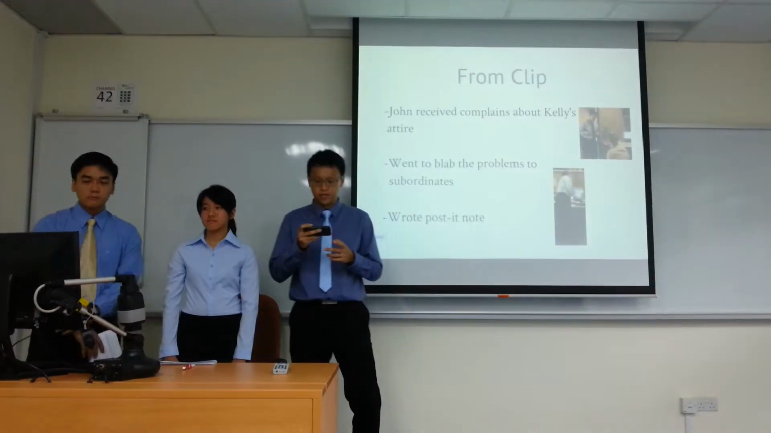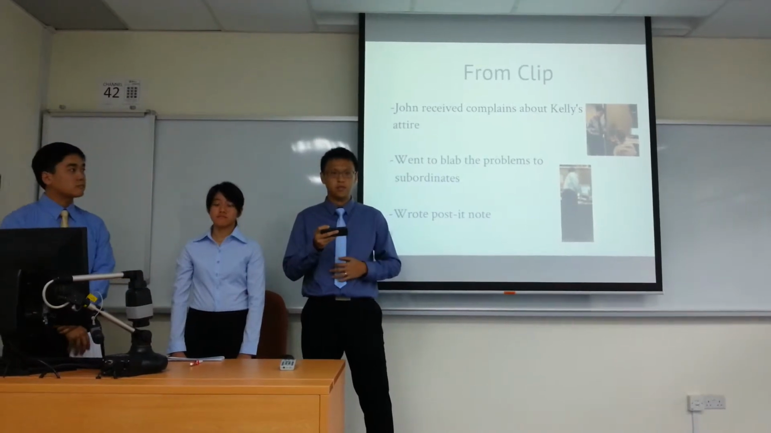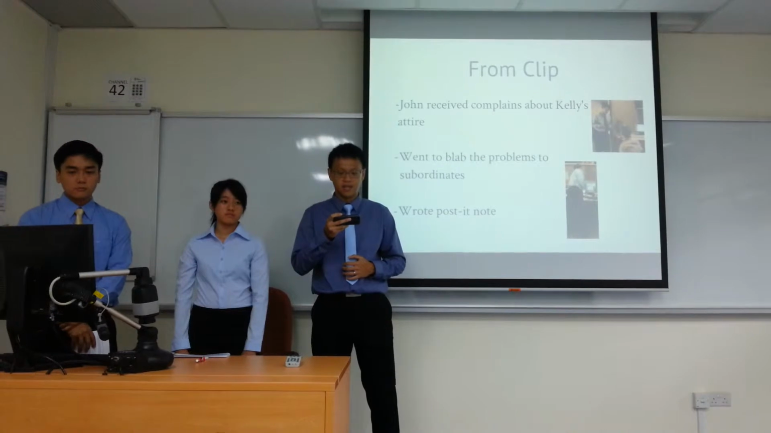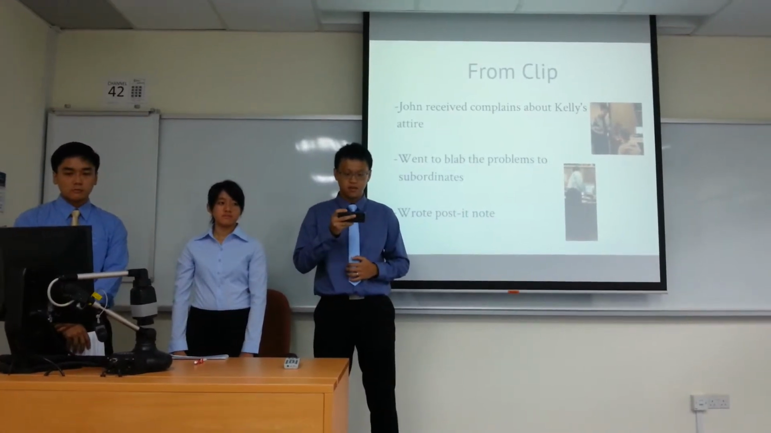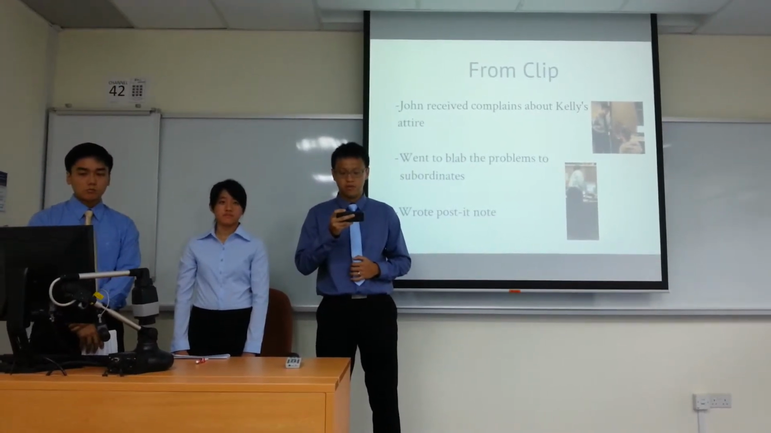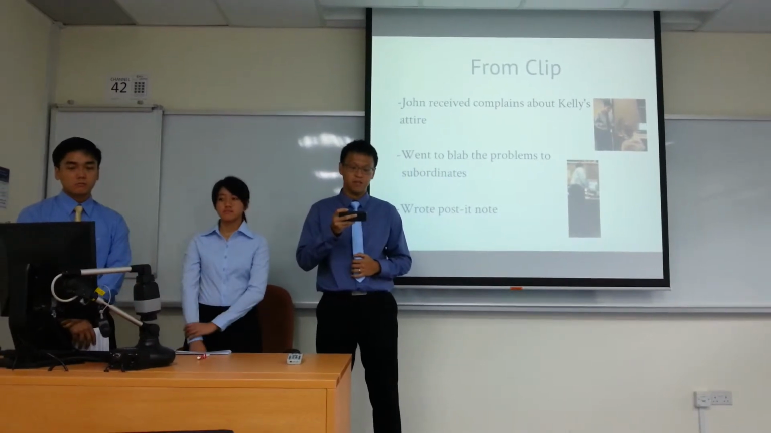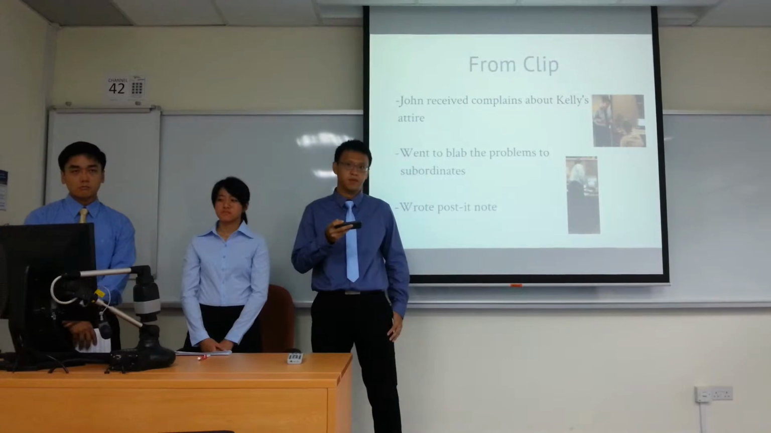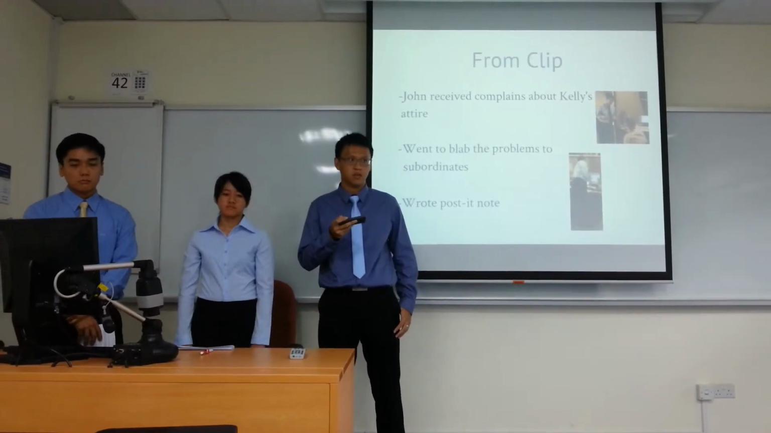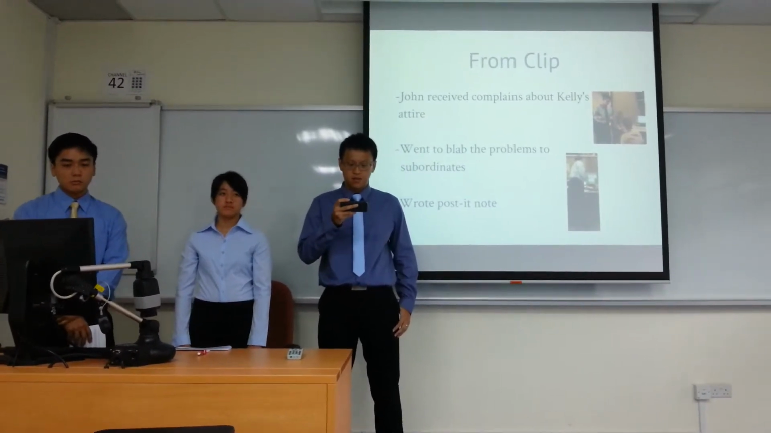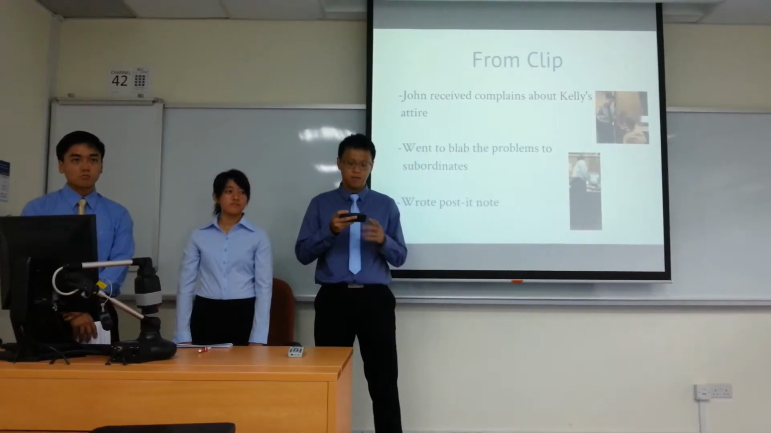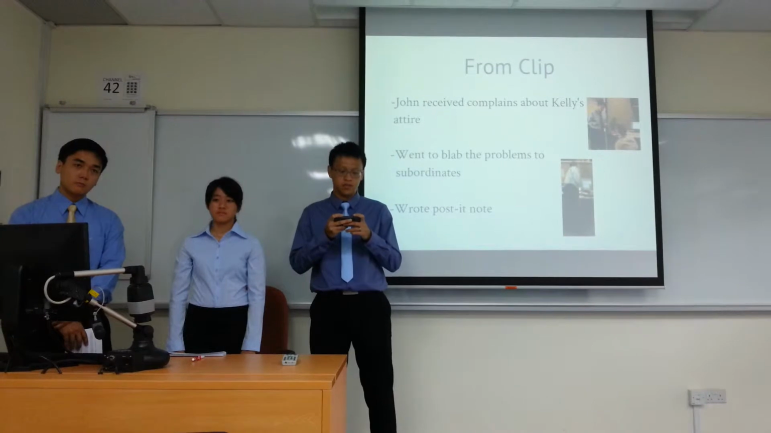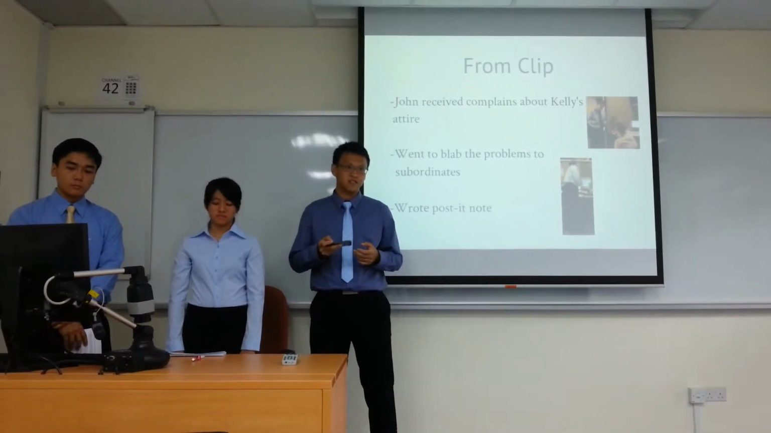So I hope you guys enjoyed the clip. Let's see what was shown in the clip. John, the supervisor, received a complaint about Kelly's attire being too revealing. Then he went to talk about this issue with another male subordinate and revealed some confidential information, for example, Beth's identity, who was a co-worker. After that, he conveyed the message to Kelly by writing it on a post-it note and sticking it on her computer.